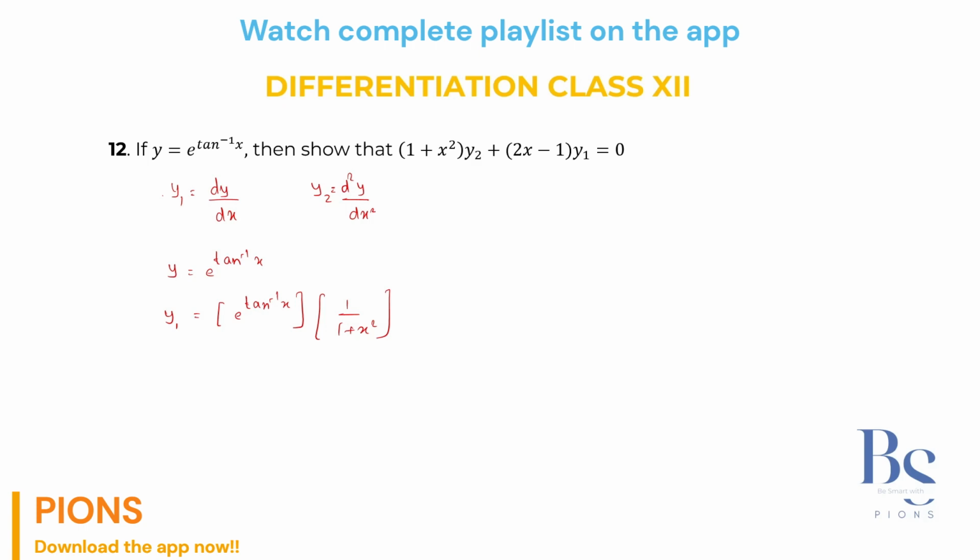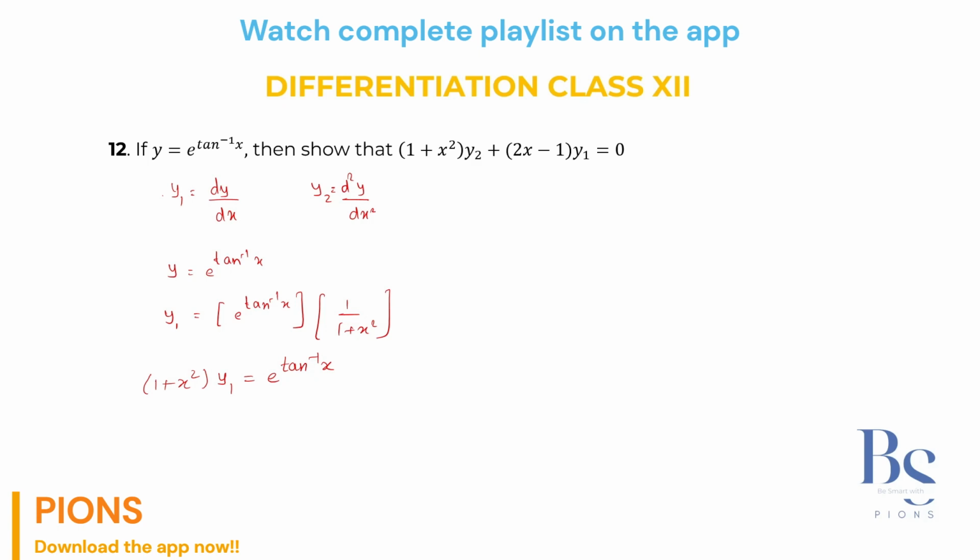Better way is simply take this 1 plus x square on the left hand side. So you got this 1 plus x square into y1 equals e raised to tan inverse x. Correct? If you take it on the left hand side, it will be multiplied with that. Now let's differentiate it. Now it's easy to differentiate multiplication rule. It's quite easier than division rule. Right? Easy in the sense, though they both are easy, but here there is a less probability you will do mistakes. So let's differentiate.